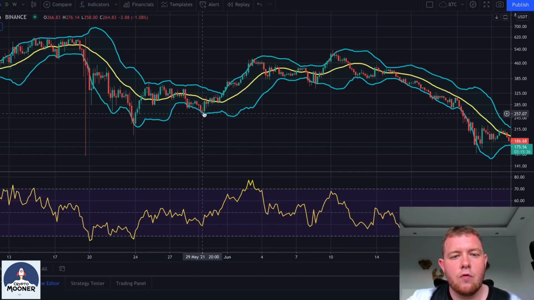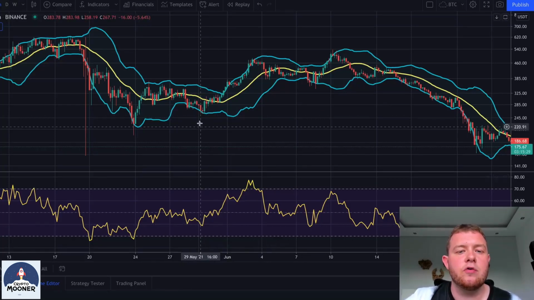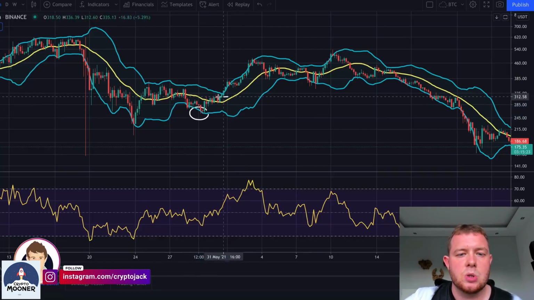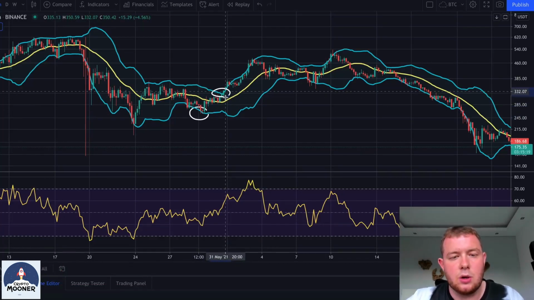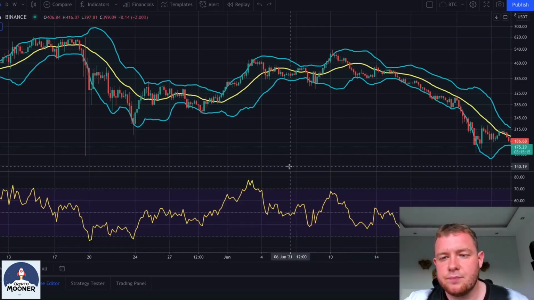Again, let's look again. Right here, we touched the lower level of the Bollinger Band. However, we weren't here on the RSI, so I wouldn't have entered at that point. Of course, you could have entered and made a profit selling on the upper level of the Bollinger Band. So we could have entered right here, sold right here. However, that's only using one indicator. Of course, you can still do it. It's still profitable. However, using 2 indicators is a lot safer.